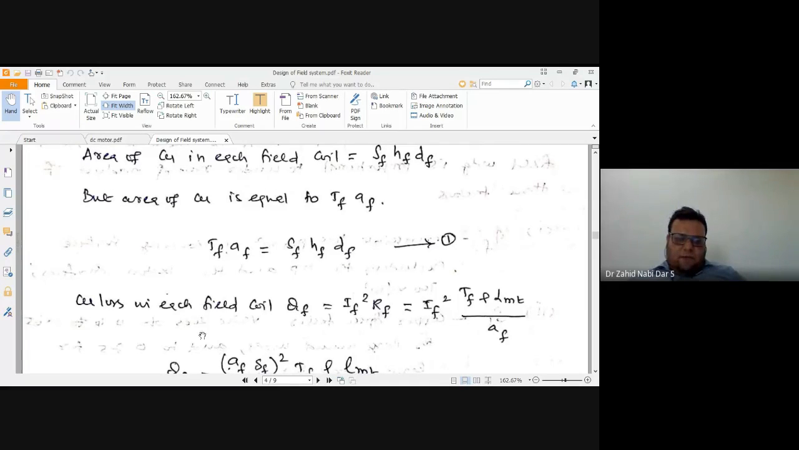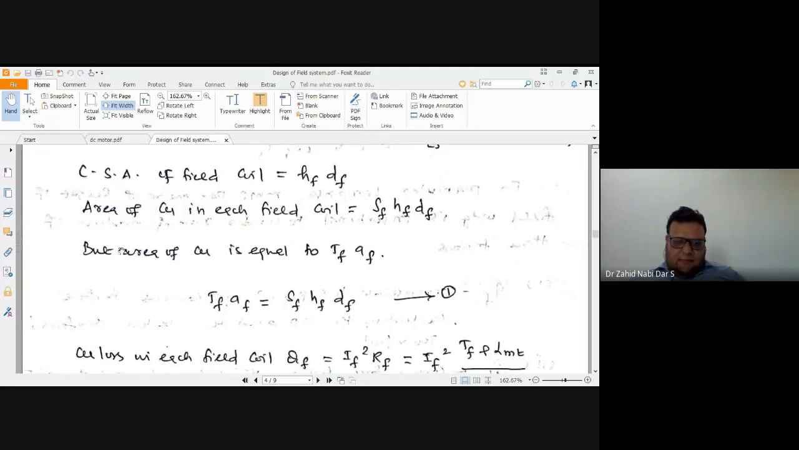So now you have to see the copper loss in each field coil. You can express this in terms of area of copper in each field coil. So he is telling the area of copper in each field coil is SF HF DF. In terms of your AF, you have to multiply this AF by the amount of current that is passing through this. So this IF into AF would be equal to SF HF DF.